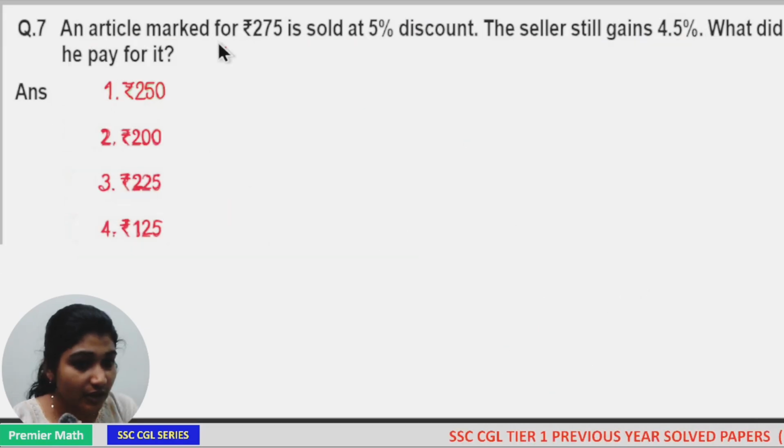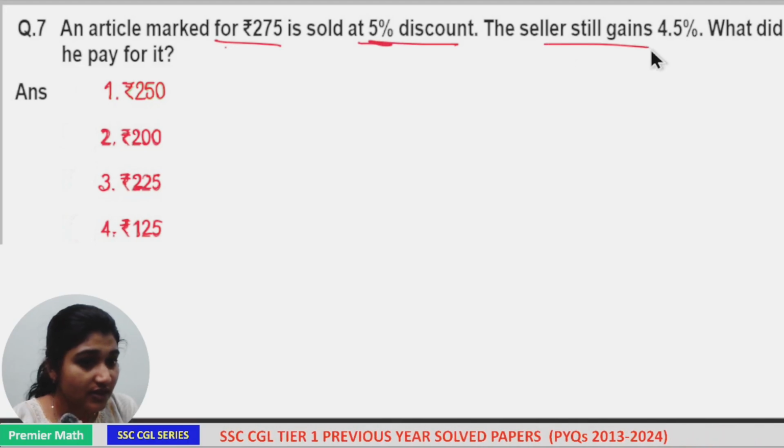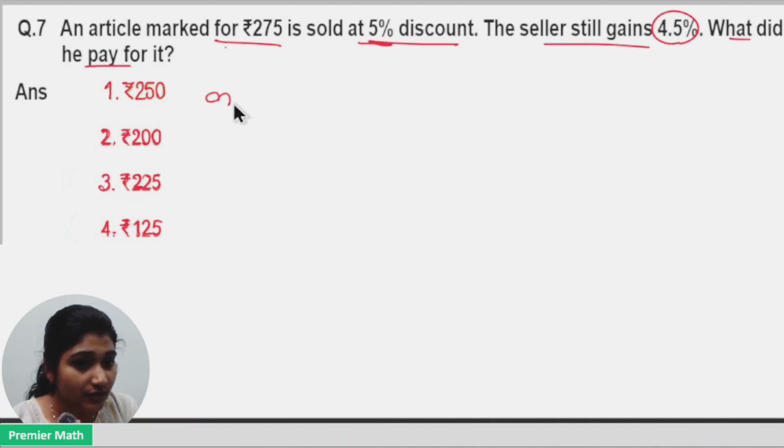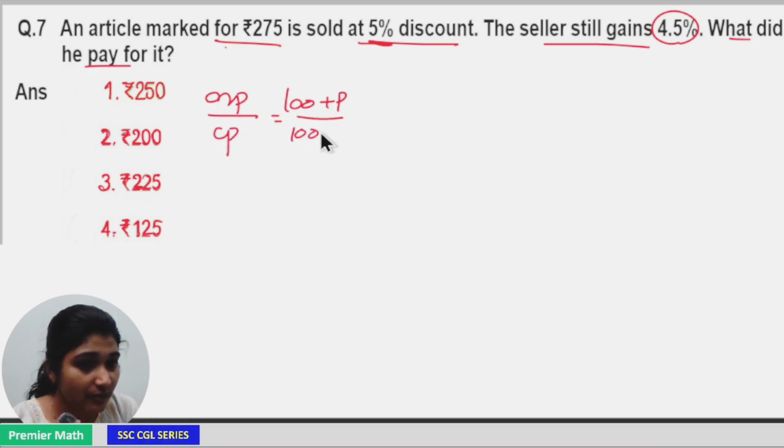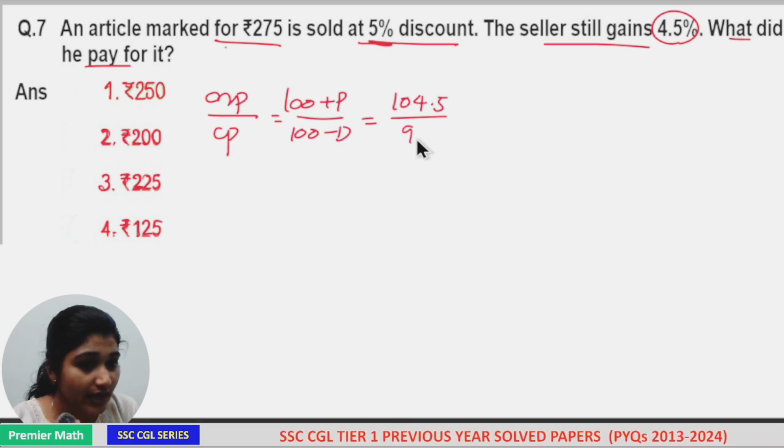An article marked for rupees 275 is sold at 5% discount. The seller still gains 4.5%. What did it cost? Here, the simplest method is marked price by cost price is equal to 100 plus profit divided by 100 minus discount. Here, profit is 4.5%, meaning 104.5 divided by 100 minus 5, 95.